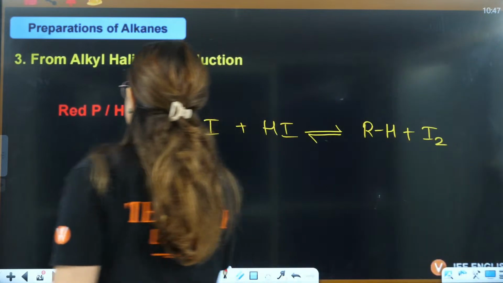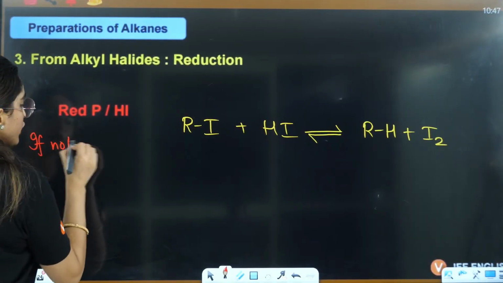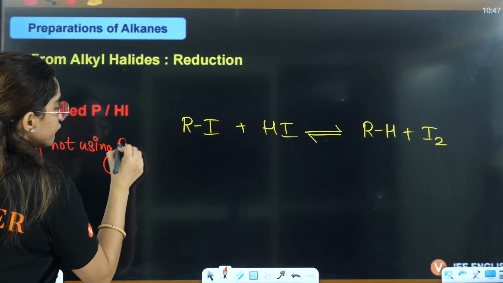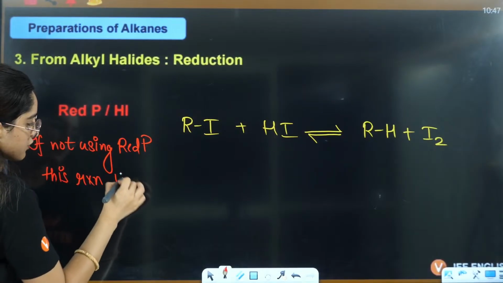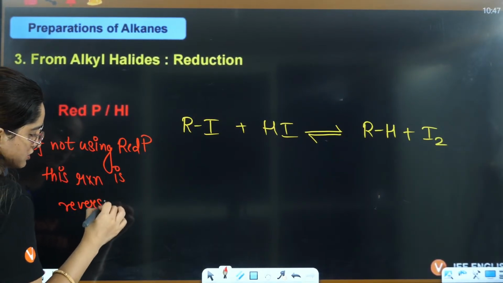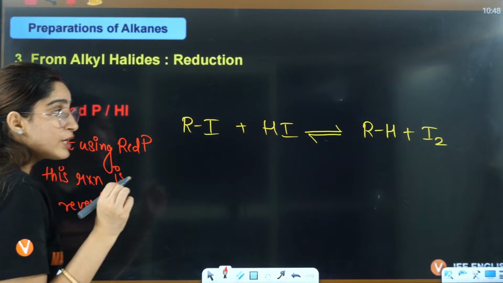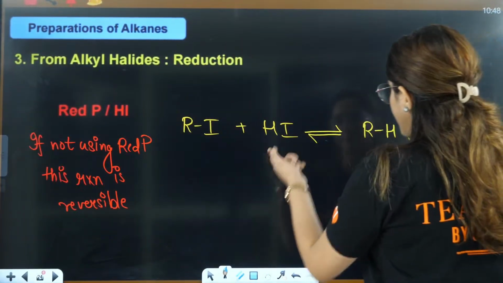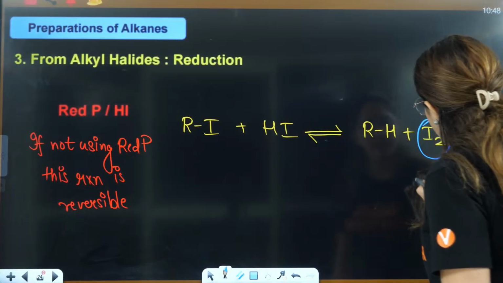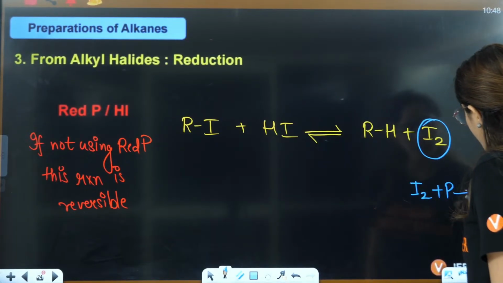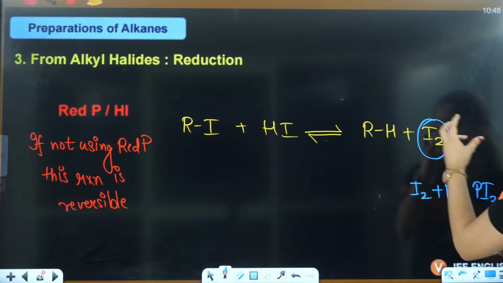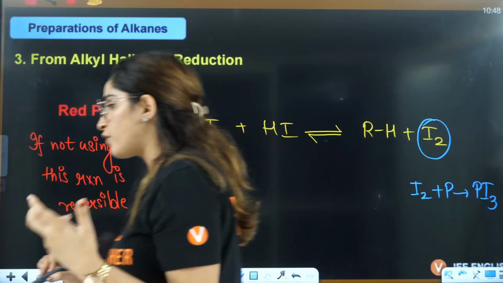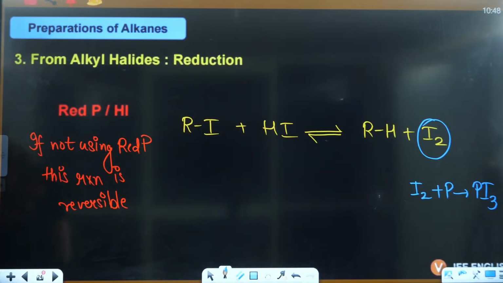If not using red phosphorus, this reaction is reversible. But because now we are using red phosphorus here, this I2 that is there will be consumed by red phosphorus and it will give PI3. So the more I2 is formed, it is converted to PI3. That is the reason we use red phosphorus here. Okay? Right, everybody? Tell me if that is clear.